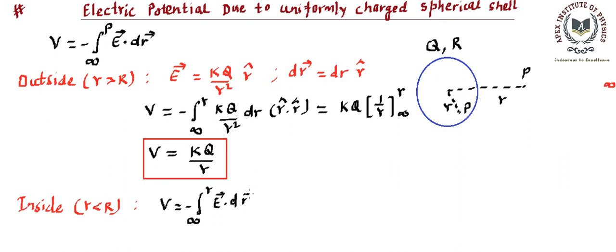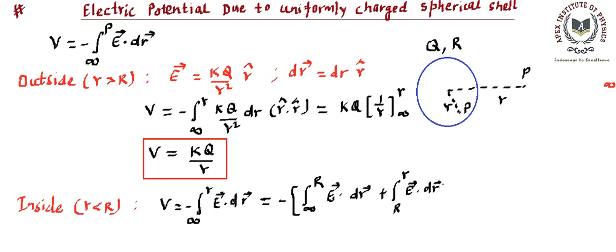There are rules for integration that you will learn in mathematics or basic maths for physics. So this integration can be divided into two parts, with limits running from infinity to, let's say, capital R location, and then E dot dr, plus from capital R to the inside point E dot dr. We are making this integration into two parts because of a reason. You can think about the reason.